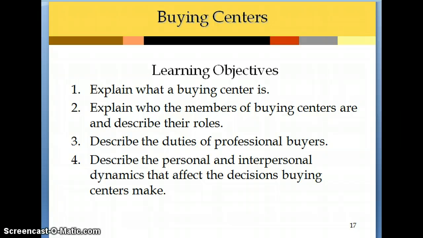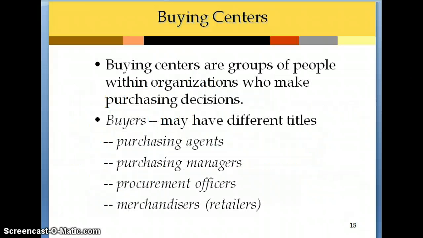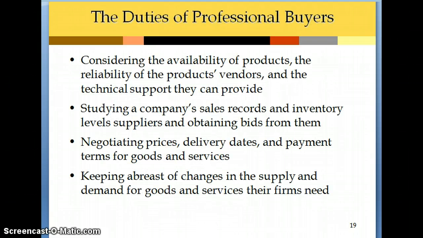Next, we are going to focus on what a buying center is, explain who the members of buying centers are and describe their roles, describe the duties of professional buyers, and describe the personal and interpersonal dynamics that affect the decisions buying centers make. So buying centers are groups of people within organizations who make purchasing decisions. Buyers may have different titles. They can be called purchasing agents, purchasing managers, procurement officers, merchandisers, or retailers.